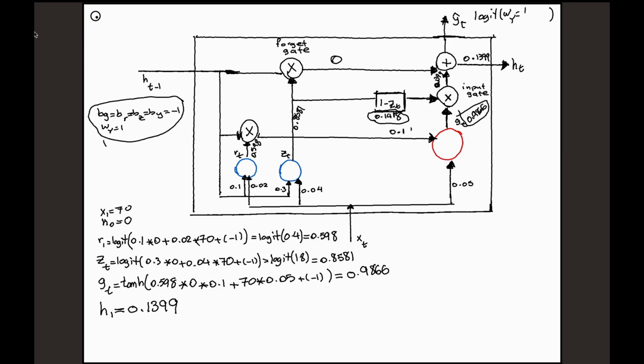Okay, now we have to calculate y hat. What is the probability that we're going to see the Fed increasing its interest rate?